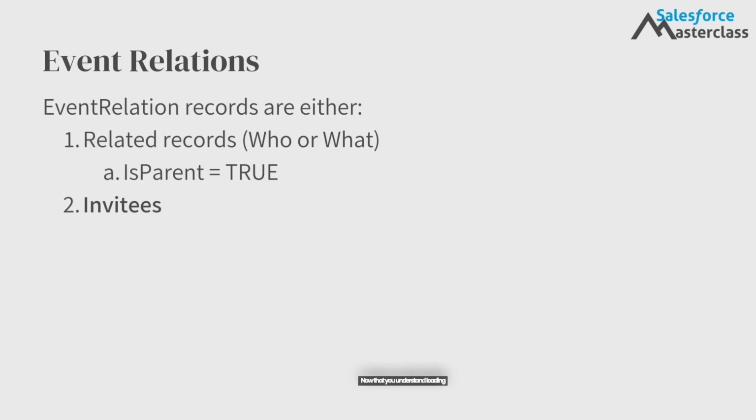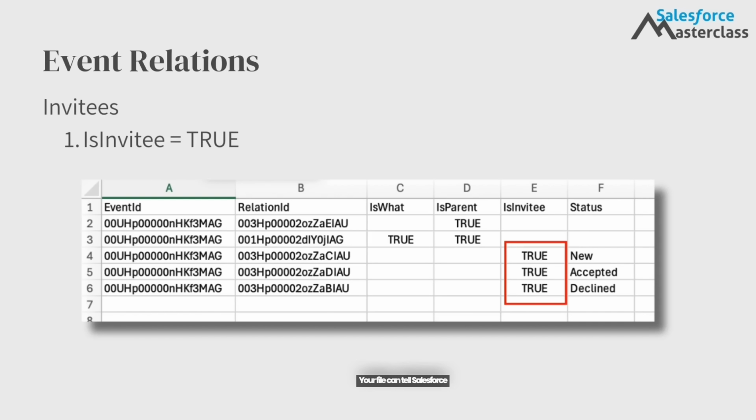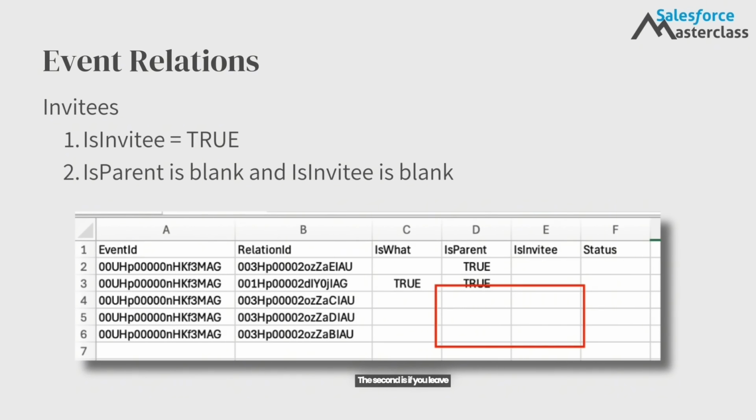Now that you understand loading event attendees, let's talk about invitees. Your file can tell Salesforce you're inserting invitees in a couple of ways. The first is when you insert a column named isInvitee and set it to true. The second is if you leave both isParent and isInvitee as blank. Salesforce considers these invitees and will assign the default invitee status to them.